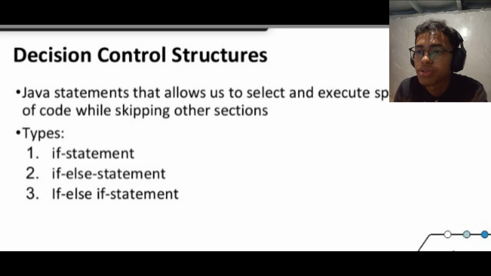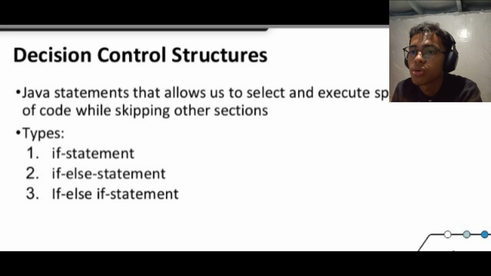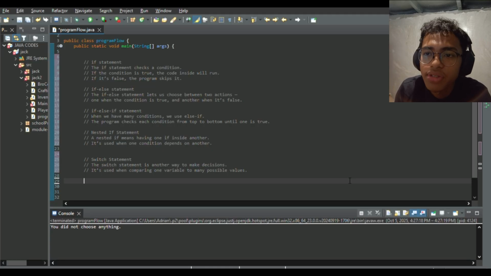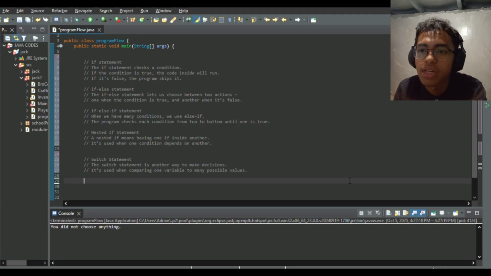What is a decision control structure? It helps the program decide what to do when faced with different situations. In Java, there are several types of control structures. Number one, an if statement. Two, an if-else statement. Three, an if-else-if statement. Four, nested if. And the last one is the switch statement.